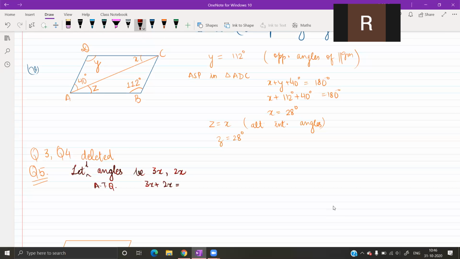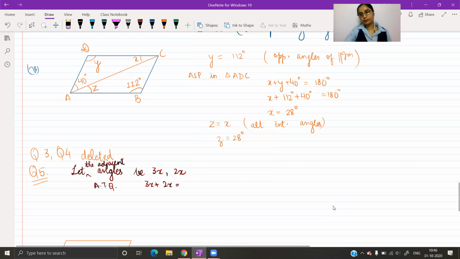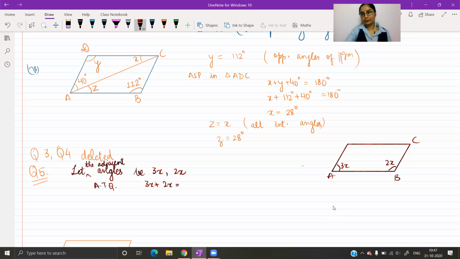Let's write down, let the adjacent angles be 3x and 2x. So if there is a parallelogram, I've taken this angle as 3x and this as 2x. The sum will be 180.